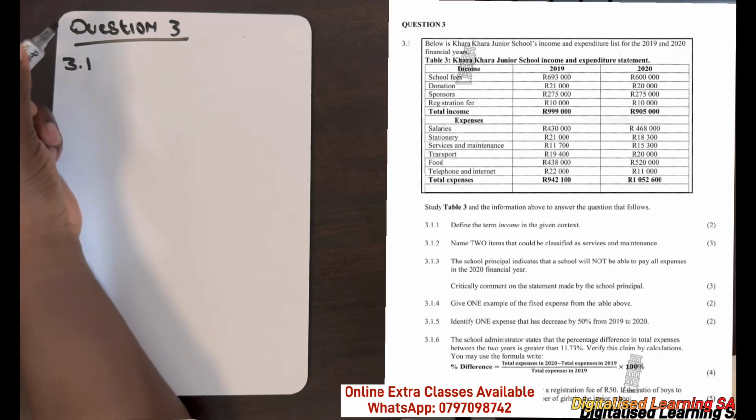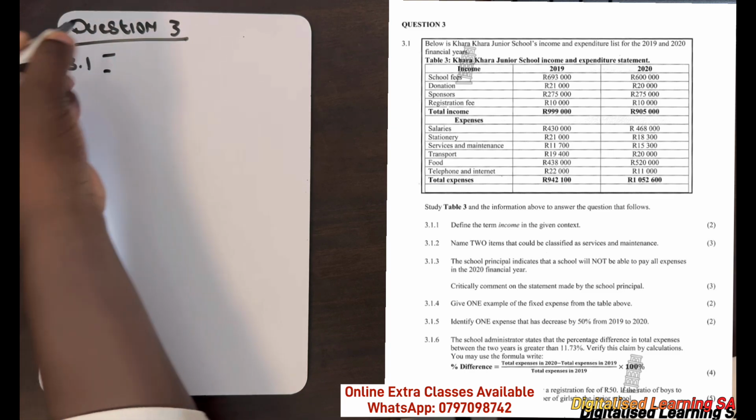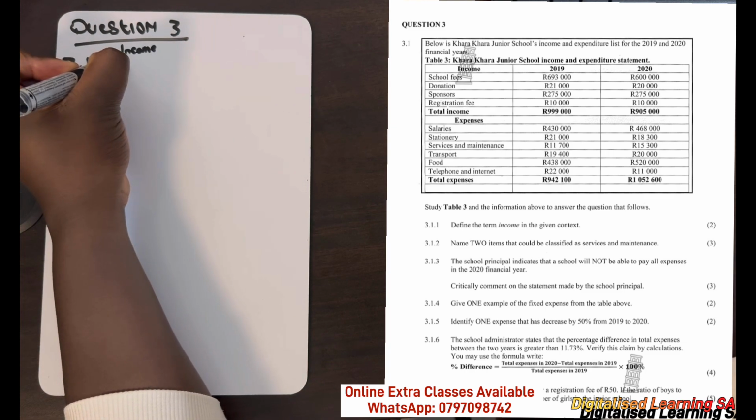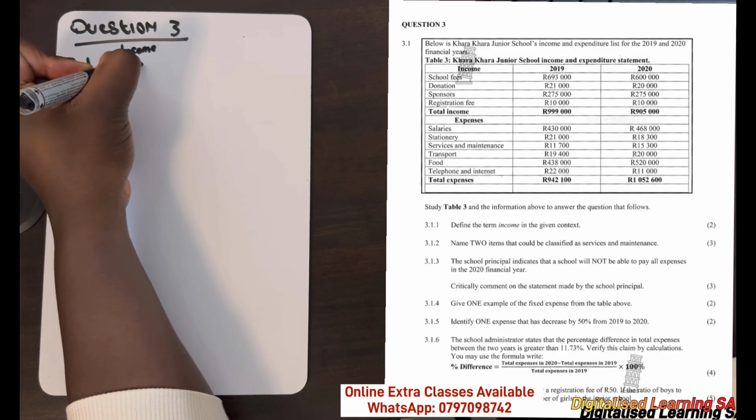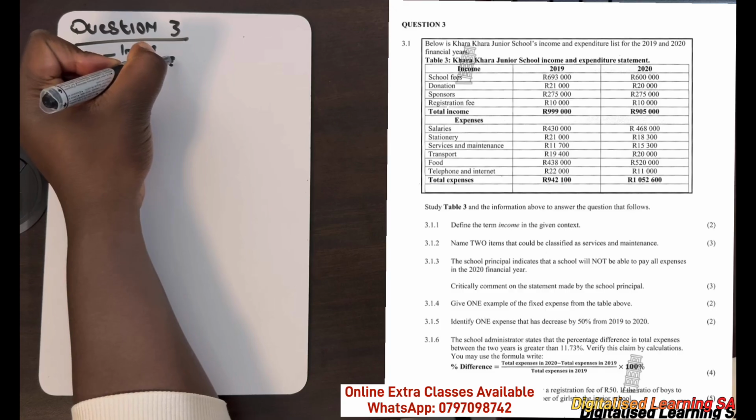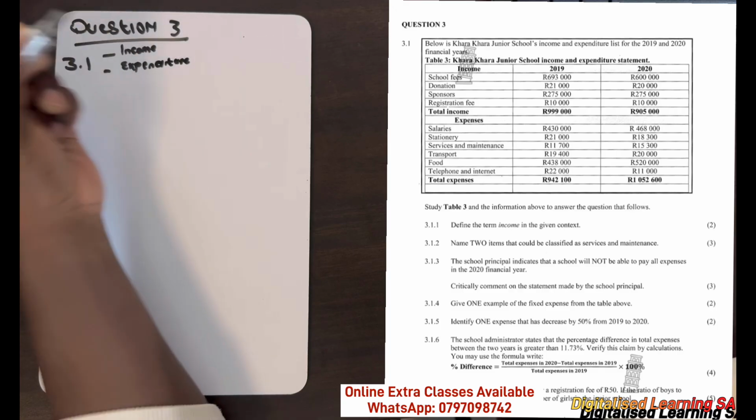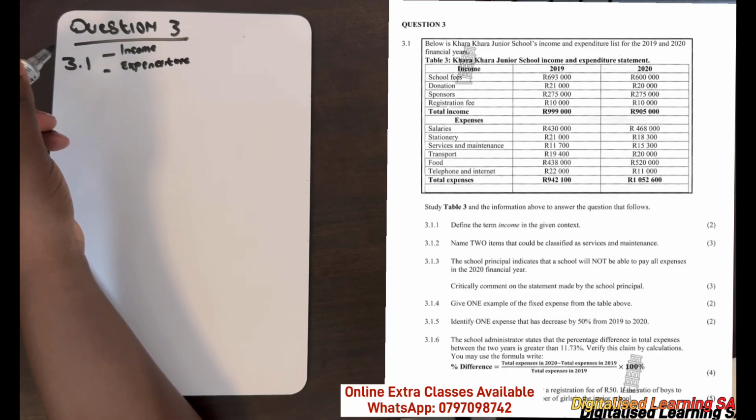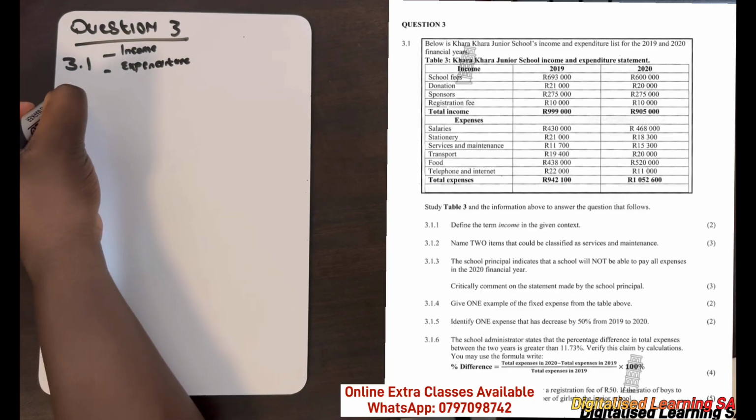So this statement is divided into two parts. It has the income part and the expenditure part. Okay, so now let's go ahead and answer the set of questions for this question. So we'll start with question 3.1.1.